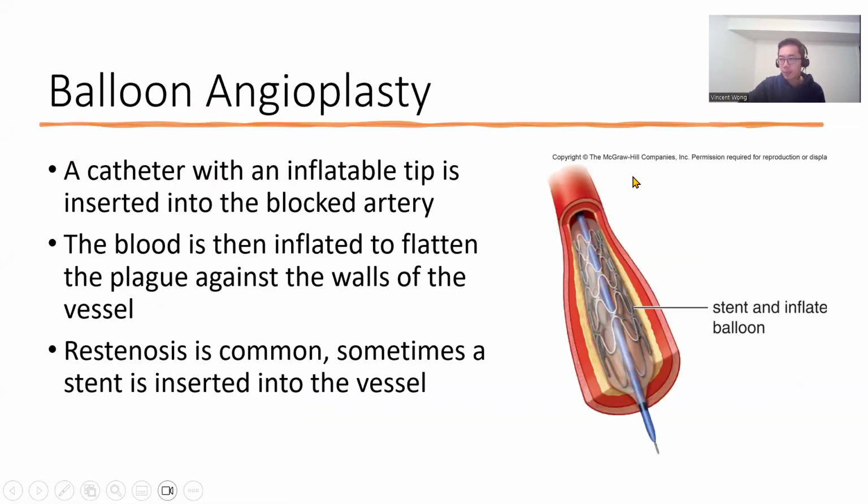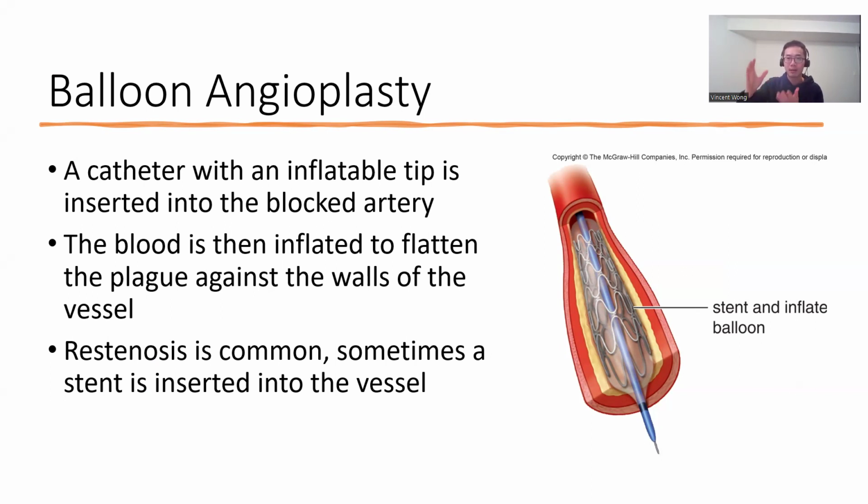So another thing that people can do if they have a partially blocked artery is balloon angioplasty. In this case, they would insert a catheter. A catheter is like a tube, right? They usually do it up the femoral artery from the leg, okay? And then they would feed the catheter all the way to the blocked area in the heart. They don't just do it blindly, okay?